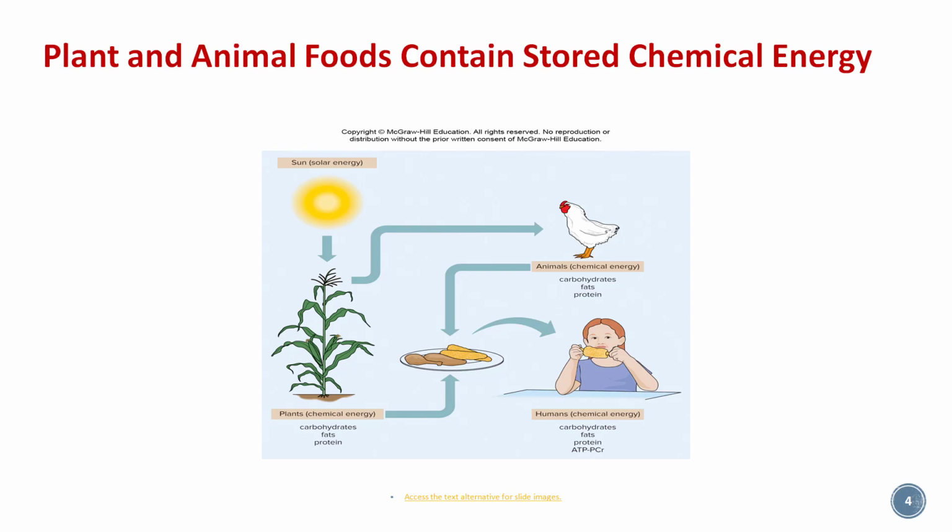And this pictogram is showing you that the sun is the ultimate source of energy here, as you can see. This energy is harnessed by the plants through photosynthesis, and they turn the sun energy, or the light solar energy, into carbohydrates, fats, and protein. And then the animals consume the plants, and we either consume the plants or the animals, and then we get that energy in our systems again as chemical energy, as carbohydrates, fats, protein, and ATP-PCR, which will be discussed in more detail in the later slides.